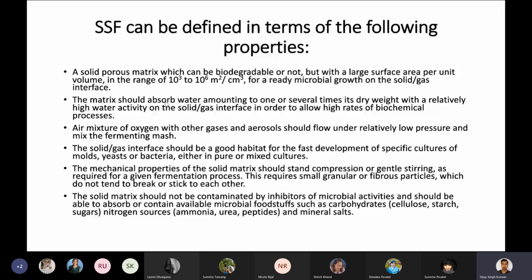The matrix should absorb water amounting to one or several times its dry weight with a relatively high water activity on solid gas interface in order to allow for the high rate of biological chemical activity. So the matrix has to have the water absorbing capacity high, otherwise that would limit the biochemical activity. So biochemical activity has to be maximum, and for that the water absorbing capacity of the solid material has to be maximum. The air mixture of oxygen with other gases and aerosols should flow under relatively low pressure and mix with the fermenting mass. So you put it at low pressure, relatively low pressure it has to flow. Aspirating is normally avoided. So we do it in submerged fermentation. We don't do that. So relatively low pressure compared to the submerged fermentation.